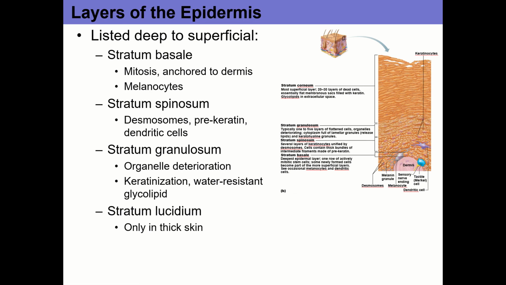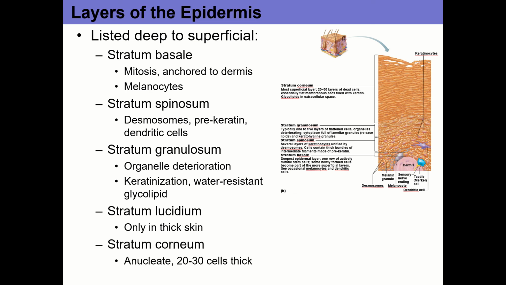In thick skin, so again, palms of the hands and soles of the feet for the most part, you're going to have this extra layer, the stratum lucidum, but it's only found in thick skin. So thicker skin, thicker epidermis, has 5 layers to it. Thinner skin only has 4. The stratum lucidum is the one that disappears in thinner skin. For example, on the skin on your face, you're not going to have a stratum lucidum.